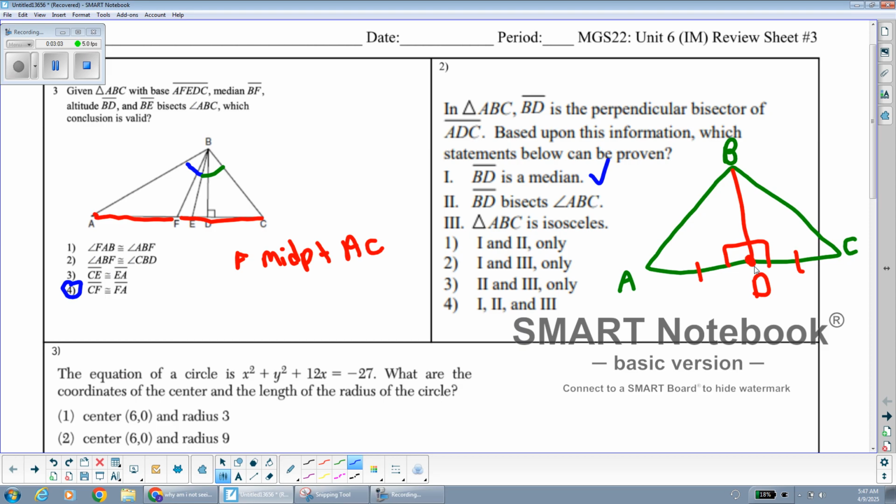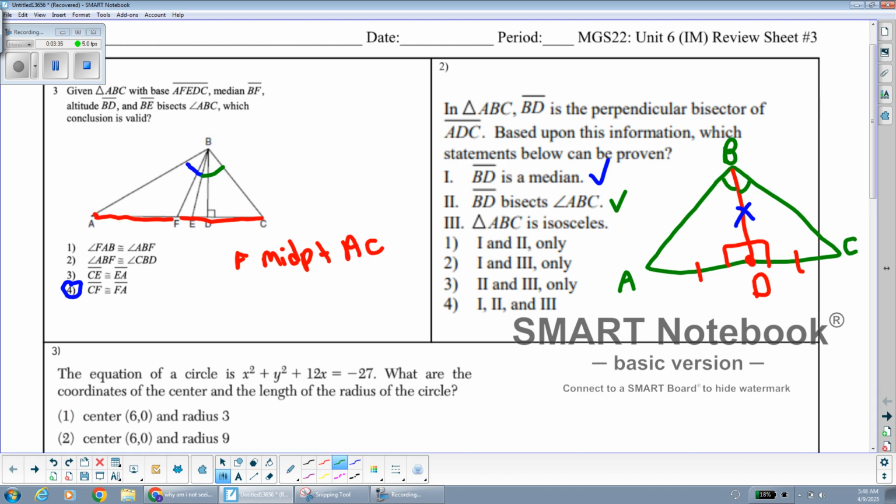BD bisects angle ABC. Well, let's see. Congruent side, congruent angle, shared side, congruent to itself due to the reflexive property. So we have congruent triangles due to side, angle, side. So using CPCTC, since we have congruent triangles, the corresponding angles here are also congruent due to CPCTC. So BD is bisecting angle ABC.